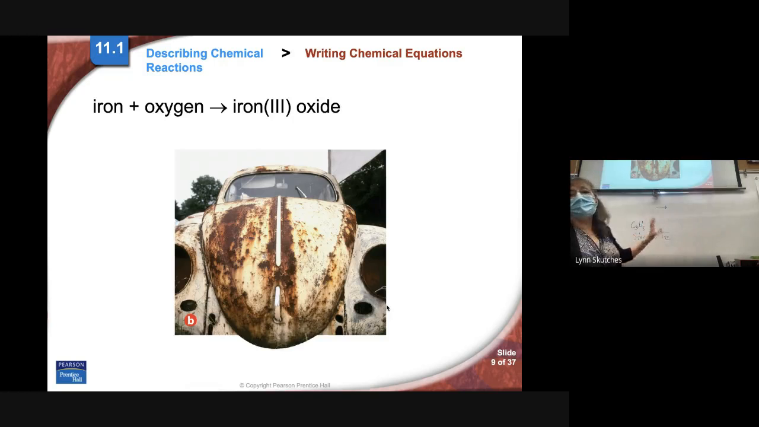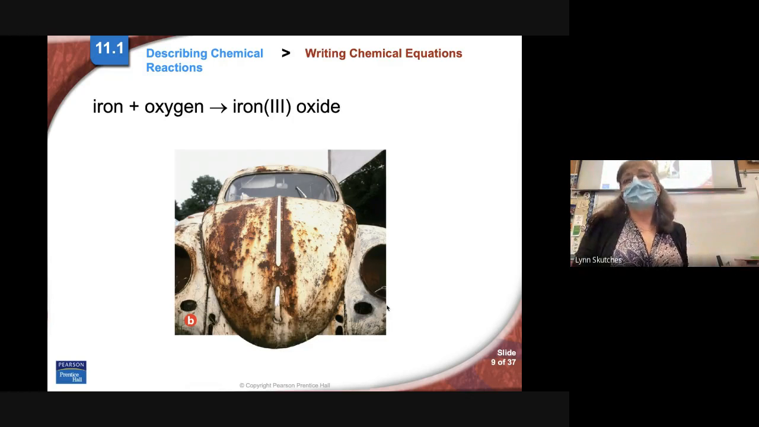When the oxygen in the air reacts with that iron, it makes rust, which officially is iron with a Roman numeral 3 oxide. So we know it's iron and oxygen. And that 3 says that the iron has a +3. We know oxygen's always a -2. And so when you do the crisscross, iron 3 oxide or rust is Fe2O3. And again, we'll get to going over how we do all that soon.